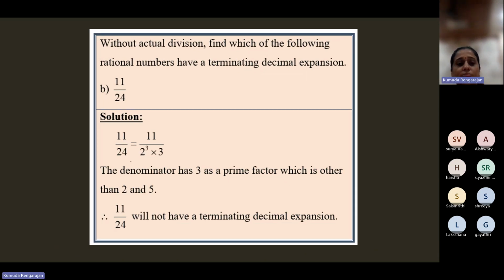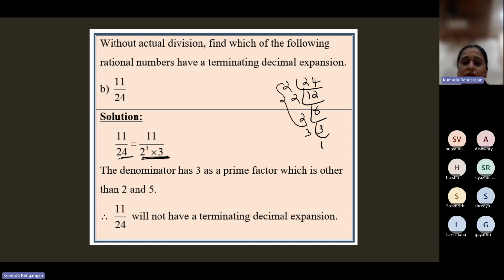11 by 24. The next one is already in the lowest terms. 11 by 24 is already in the simplest form. You cannot reduce it any further. So then the next step is to express the denominator 24 as a product of its primes. So 2 cubed into 3. See, this is the procedure. 2 12s are, 2 6s are, 2 3s are, 3 1s are. So 2 cubed into 3 like this. 2 cubed into 3.